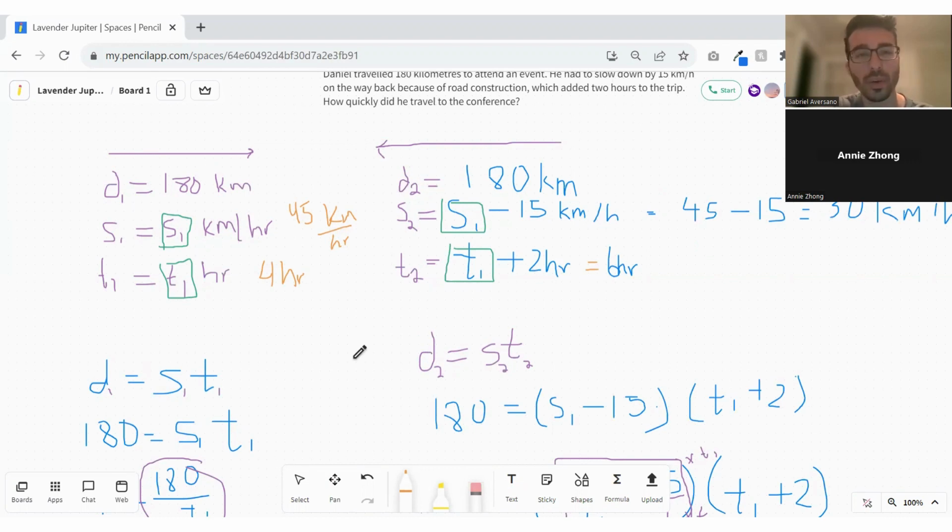And what was the question? What were we trying to answer? It asked how quickly did he travel to the conference. Awesome. So we're looking for the speed. For the speed, yeah. For a word problem, I would recommend maybe write a sentence. So say like his speed traveling to the conference was, and we've got our units here. So you're set up.